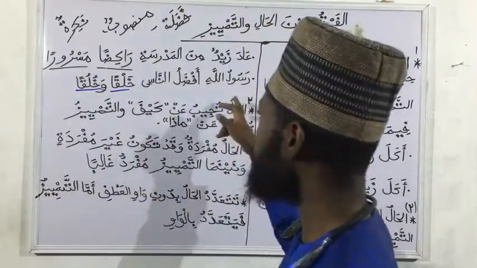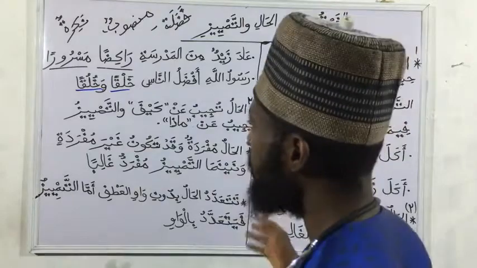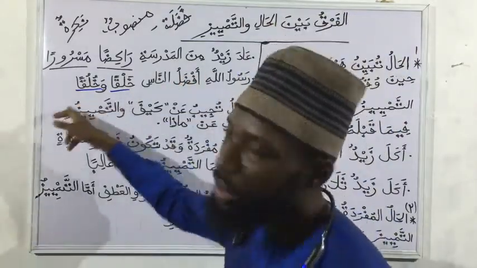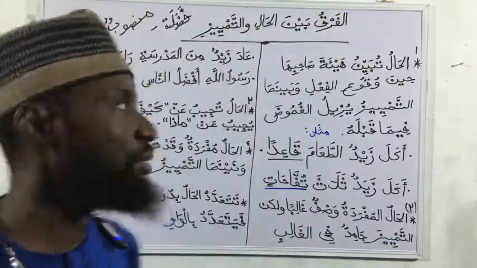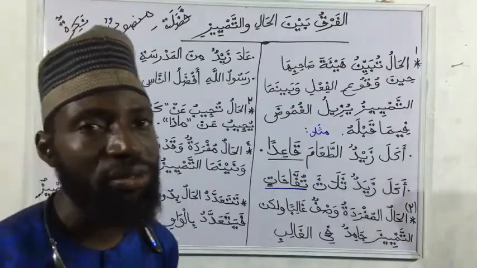Let's look at this. Rasulullah afdalun nasi khalqan wa khulqan. He is the best of humans in creation, wa khulqan, and in character. So you can see that you have one waw atf in between them. So that's what you just take quickly. There are also some other points, but these are the most important ones.